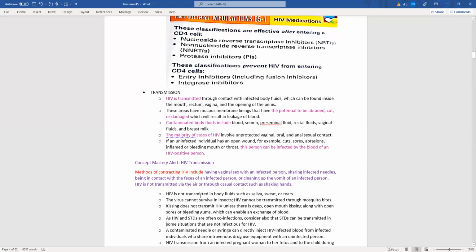HIV is not transmitted in body fluids such as saliva, sweat, or tears. You can kiss somebody. You can play basketball with them or go to the gym and they sweat on you. They can cry on your shoulder and you're not going to get HIV. The virus cannot survive in insects.